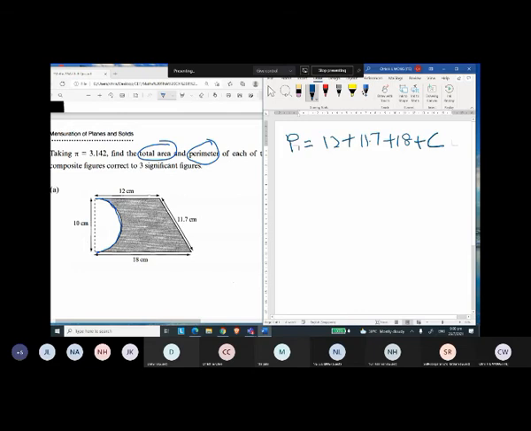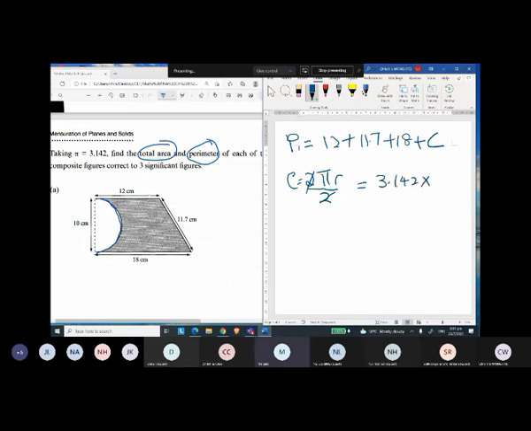I'll take C as the circumference of the circle, because I don't know what C is yet. So the circumference of the circle is equals to 2 pi r. It is a half circumference, so divide by 2. The 2 cancels. Left equals to 3.142.